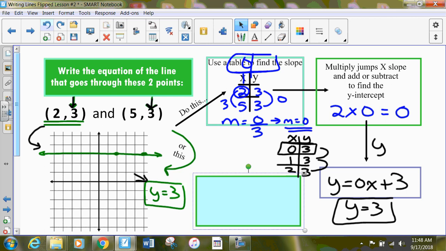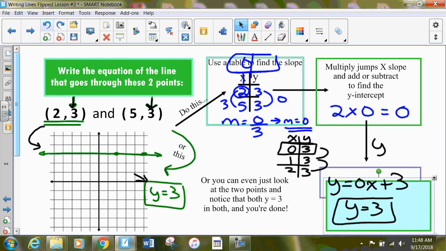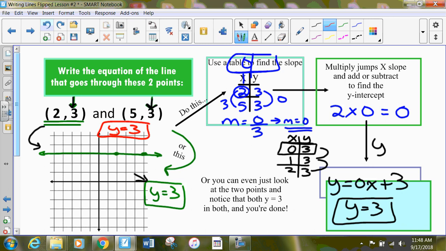Or you can just look at the 2 points and notice that both y is equal to 3, and you are done. And that would look like this. Hey, y is equal to 3. What's the name of the line? y equals 3. There you go. 3 different ways to do the same problem.